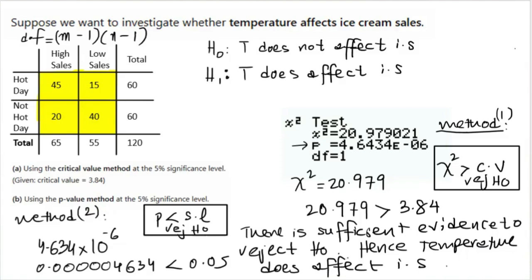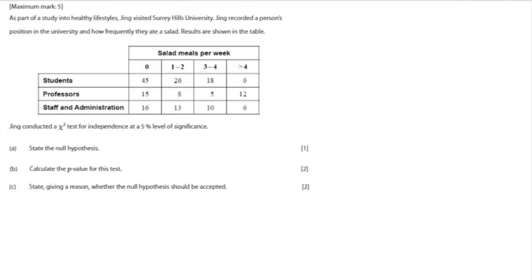Now I'm going to solve an actual exam question. As a part of a study into healthy lifestyles, Jing visited Surrey Hills University. Jing recorded a person's position in the university and how frequently they ate a salad. Results are shown in the table. So we have a contingency table showing positions like students, professors, staff, and administration, and salad meals per week: 0, 1 to 2, 3 to 4, more than 4. So this is the contingency table given. Jing conducted a chi-square test for independence at a 5% level of significance.